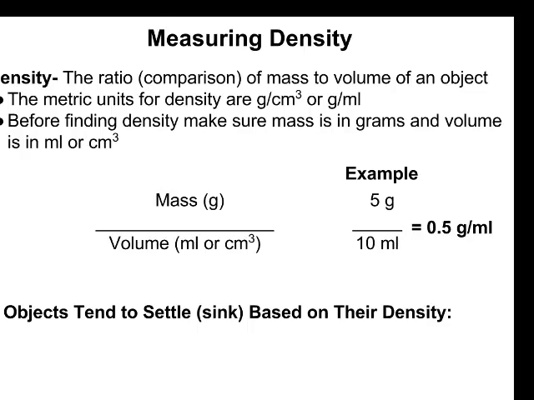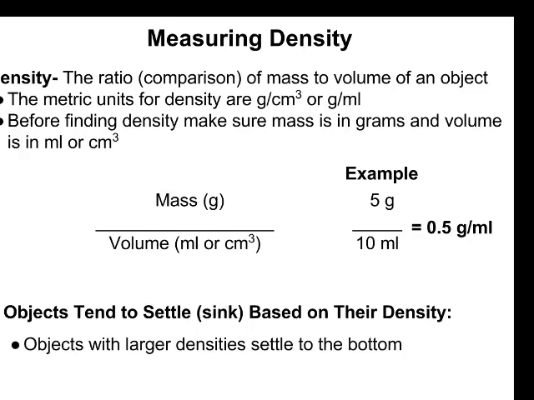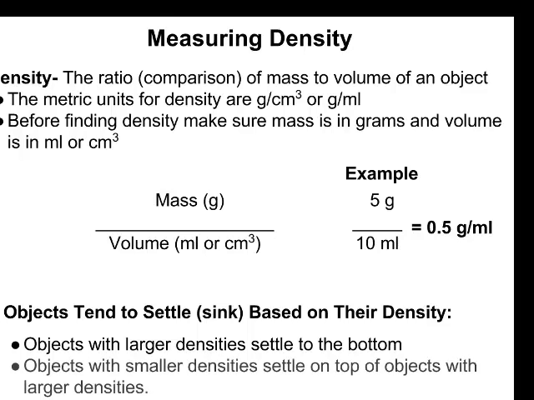It's also important to note that objects tend to settle or sink based on their density. So objects with larger densities settle to the bottom, and objects with smaller densities settle on top of objects with larger densities. So if you've ever looked at oil and water or different things in a jar, you'll see them separate, and they're separating based on their density.